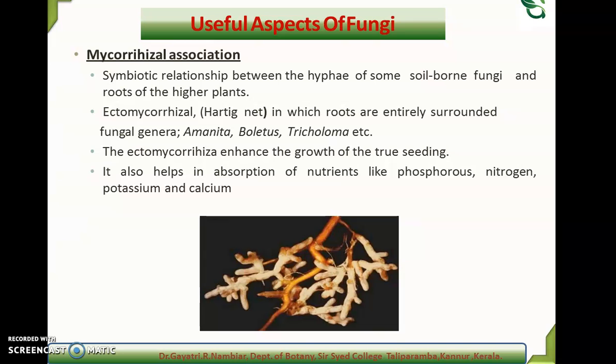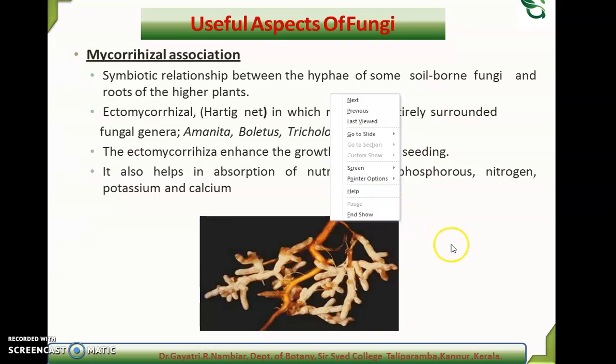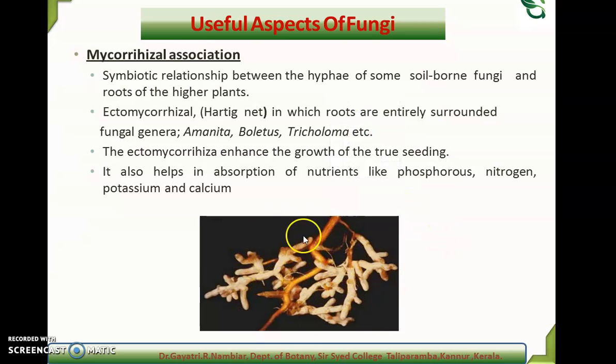So mycorrhizal association is a symbiotic association between the hyphae of some soil-borne fungi and roots of higher plants, and almost all the angiosperm plants, or the higher plants, show this type of mycorrhizal association and are benefited from this. And this is the coralloid root. Here there is a coralloid root formed by the gymnosperm Cycas, and here there is mycorrhizal association between the root of Cycas and various fungi.